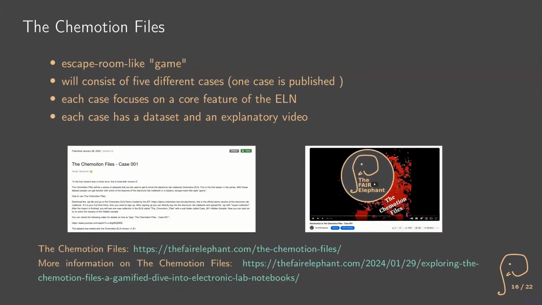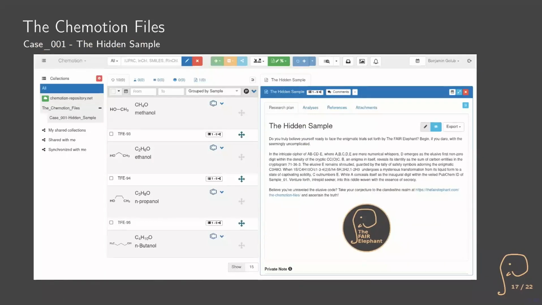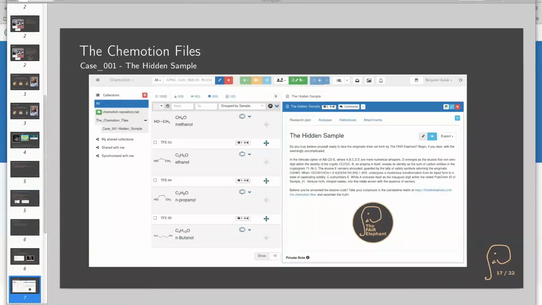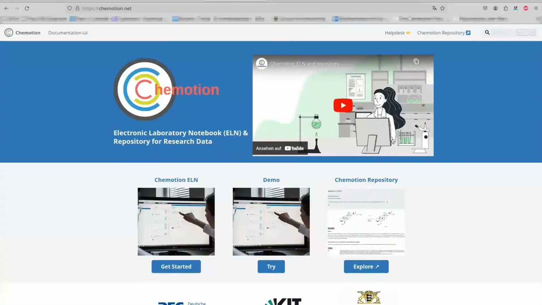So I've published the data set, and then on YouTube you can find a short explanatory video on this, also with the links in the slides and in the document. Okay, and with this I will directly go into the live demonstration of the first case of the Chemotion files and show you how you can set it up and how you can actually use it, if you want to try it.